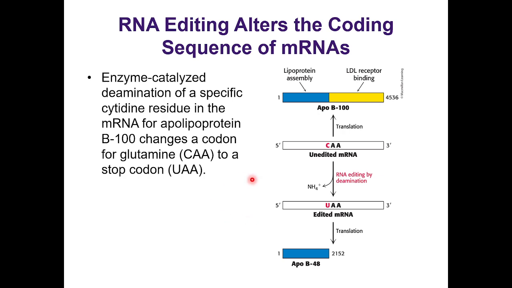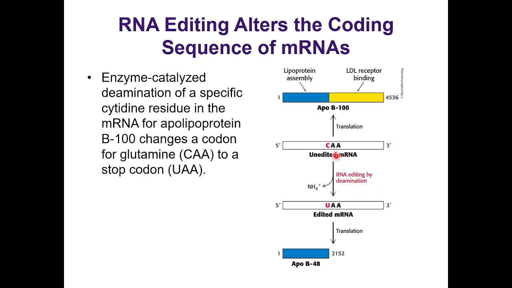So right here we have the RNA editing after your coding sequence of the mRNAs. Everybody can see that figure okay, right? Looks pretty decent. Okay, so your enzyme is going to catalyze deamination of the specific cytidine residue in your mRNA for the apolipoprotein B100. This will change a codon from the glutamine CAA to a stop codon UAA. So here we have the lipoprotein assembly. Here we have the LDL receptor binding. So the ApoB100, if we had the unedited mRNA, this would have translation, which would go to the ApoB100.